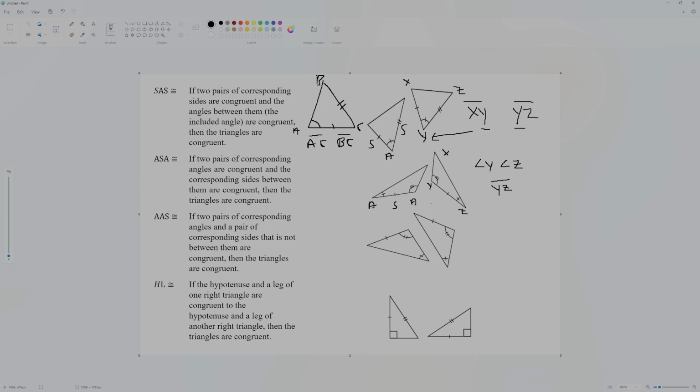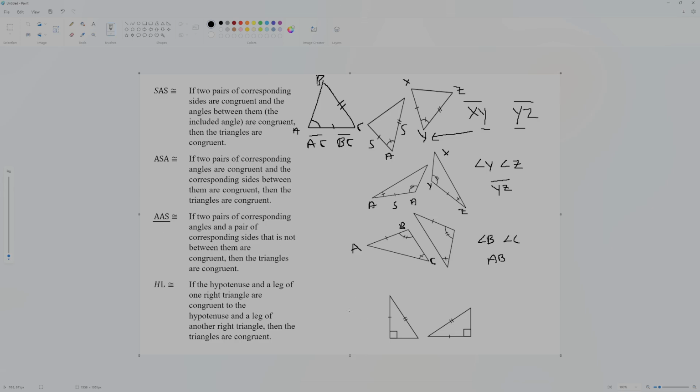Conversely speaking, if we were to look at angle angle side, so let's call this triangle ABC. In this triangle, angle B is marked, angle C is marked, but the side that is marked is AB. So since these are not matching up, this would be AAS. The side is not between the two angles.